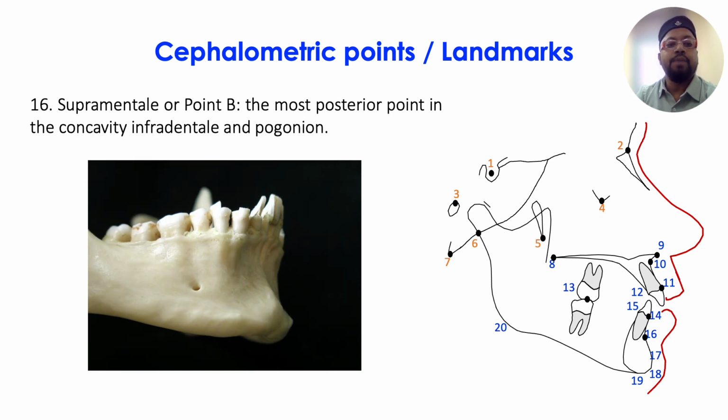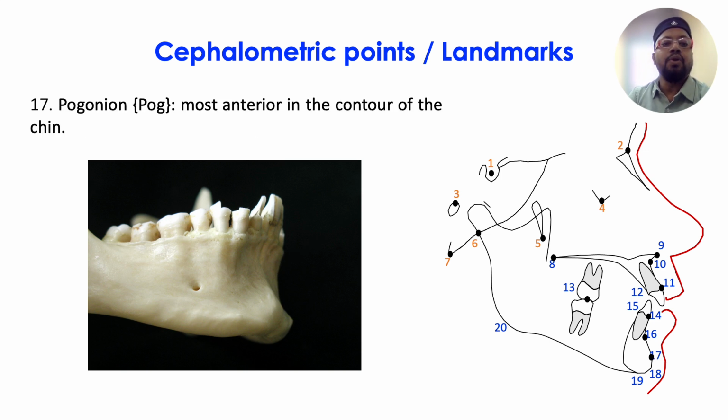Supramentale or point B, the most posterior point in the concavity between infradentale and pogonion. It is the deepest point actually. Here the blue arrow showing the point B. Pogonion, the most anterior point in the contour of the chin. So the blue arrow showing the pogonion.